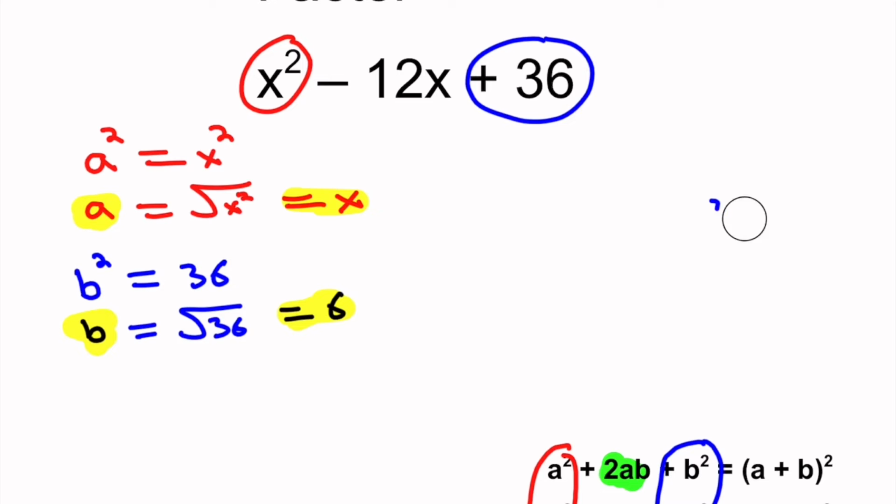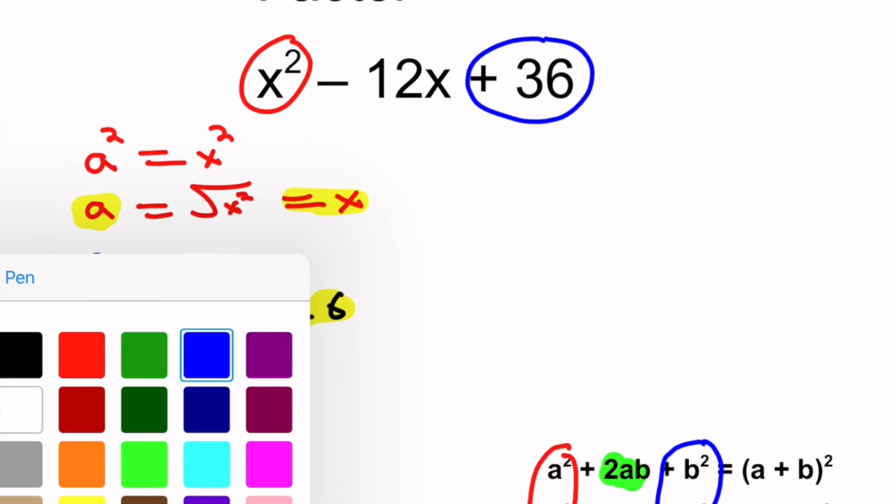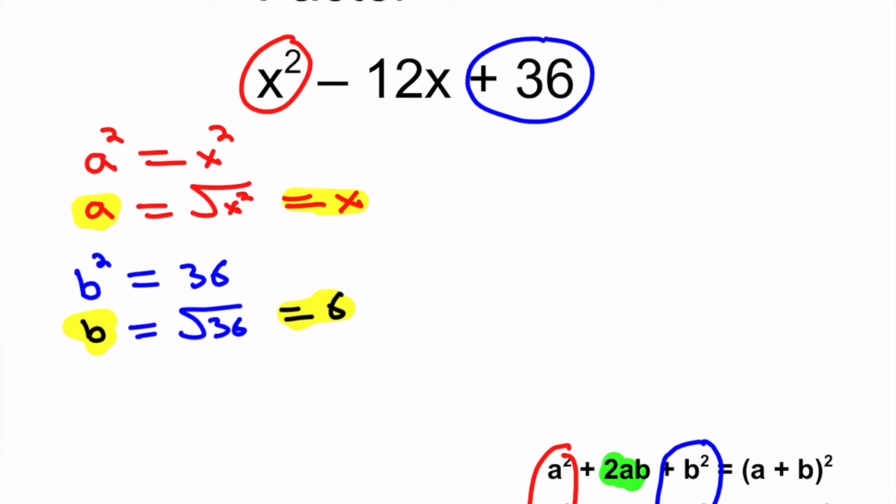So that's what we're going to do right now, a little check. Let's get a cool color here. Okay, so check. We're going to check 2 multiplied by a multiplied by b. And once we solve it, it should be equal to 12x there.